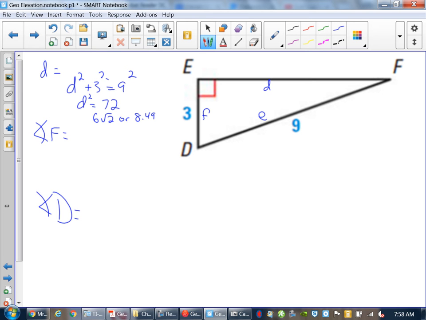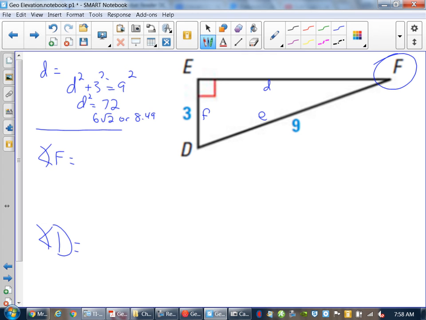Now I go through it and I try to adjust to what I need to find as far as angles. If I start at angle F, I circle it. The information that I'm given is a side opposite and a hypotenuse. What do I use? Sine. So the sine of F is 3 over 9.